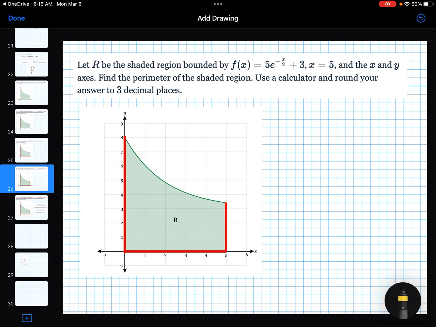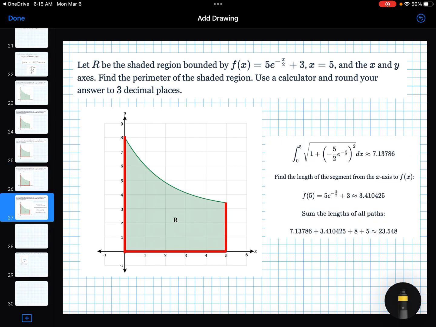I'm not going to go through this solution for you here, but if you wanted to try this one out as well, there's the answer over there, and see if you can match it using the arc length formula and the lengths of the other three sides. That should be enough for you to handle most arc length questions.